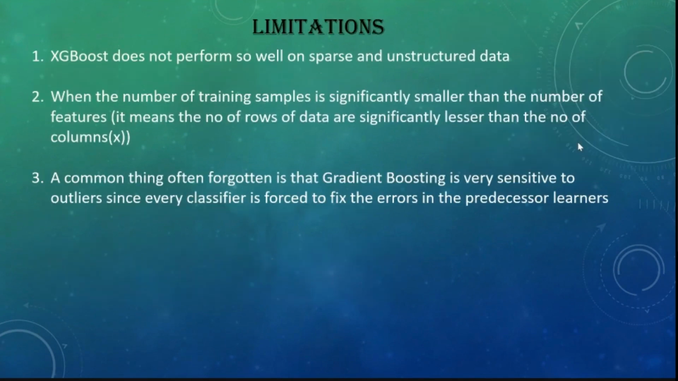So as I already said, we have some limitations. First limitation is XGBoost does not perform so well on sparse and unstructured data. If the data is completely unstructured, the algorithm is not able to understand what is the actual pattern going on. Another is when the number of training samples is significantly smaller than the number of features. That means we have thousands and thousands of rows, but very few columns to pick out as the root node and go further. So this is one more limitation of XGBoost.